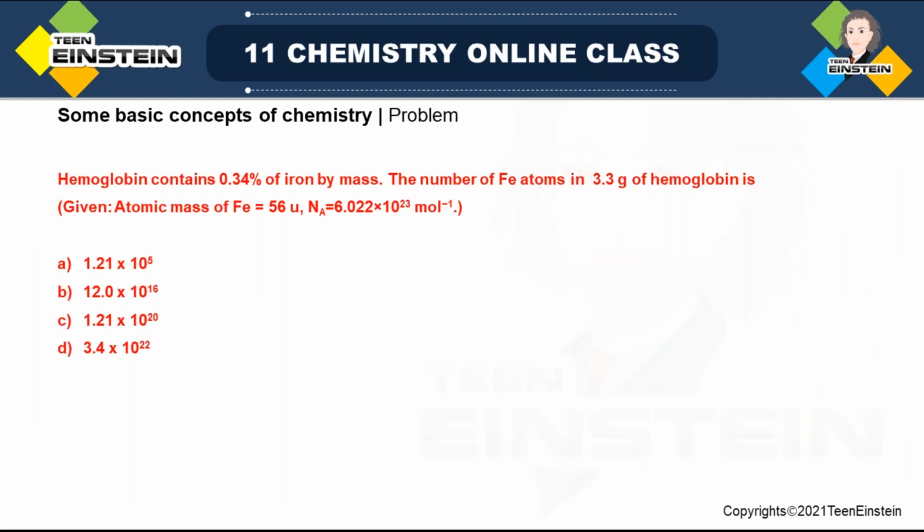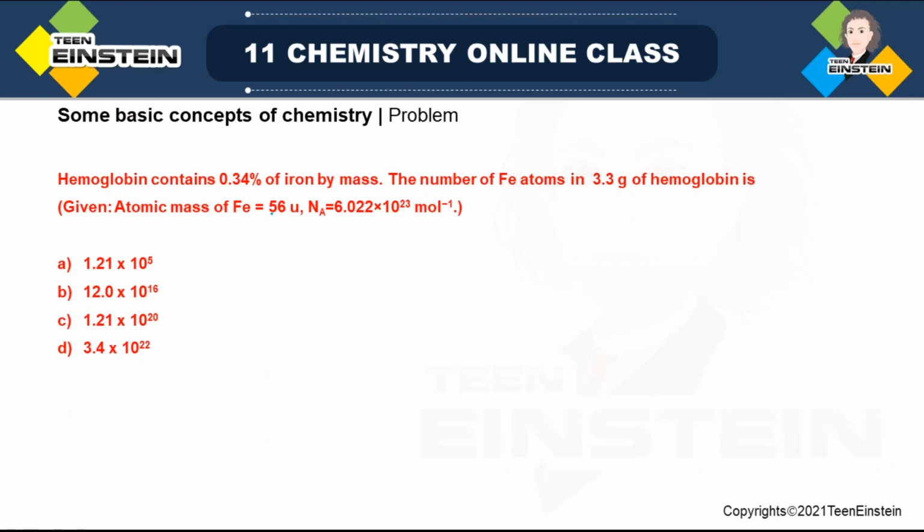So, a related problem. Hemoglobin contains iron, we know hemoglobin contains iron, but it contains 0.34% of iron in terms of mass. Now the number of iron atoms present in 3.3 gram of hemoglobin, that we have to find. Some information is given.